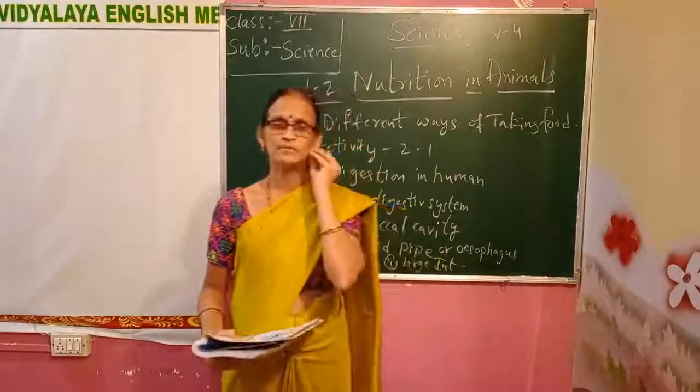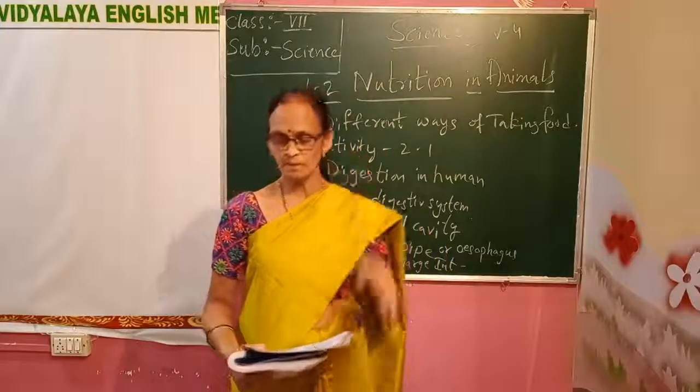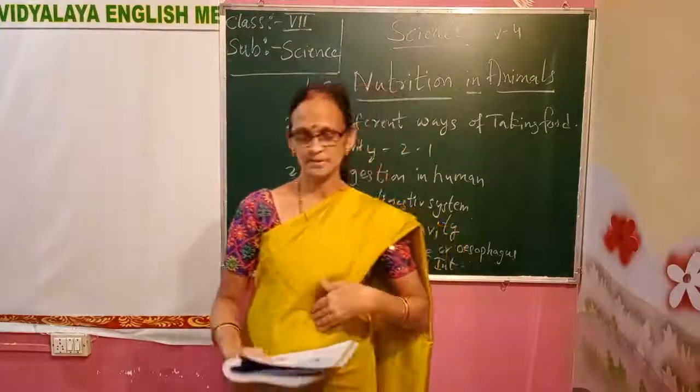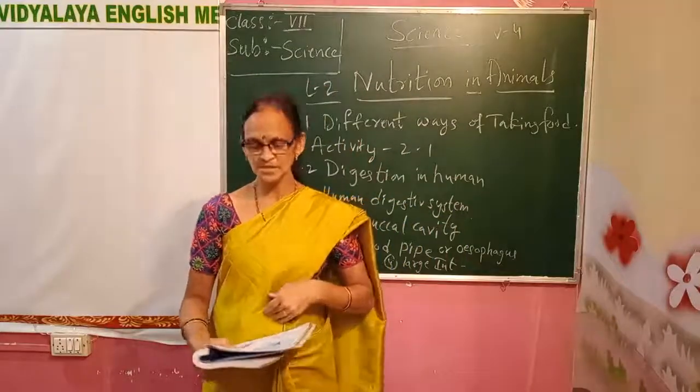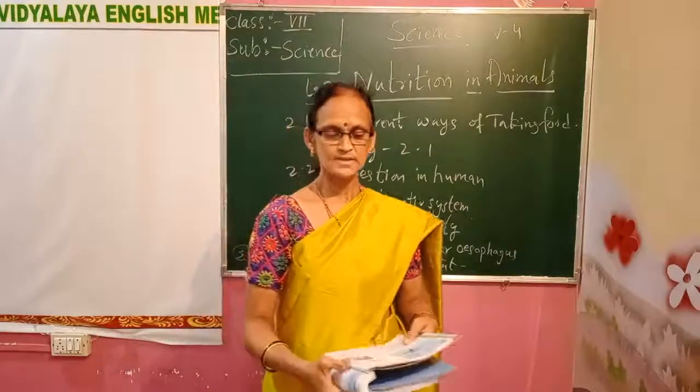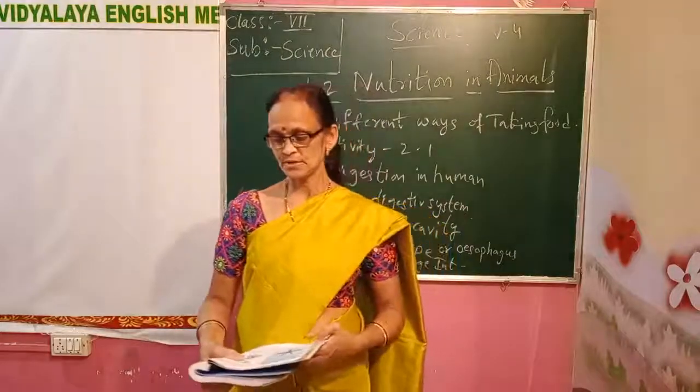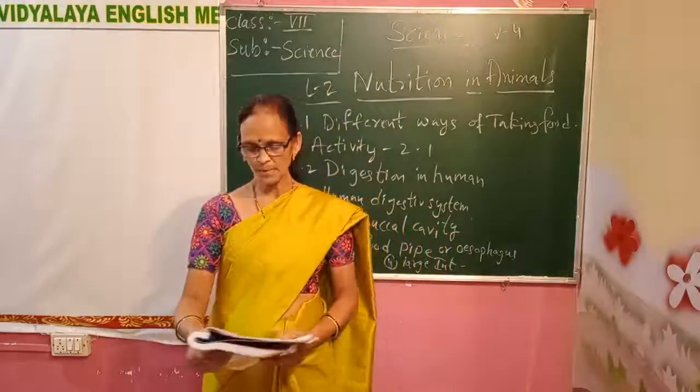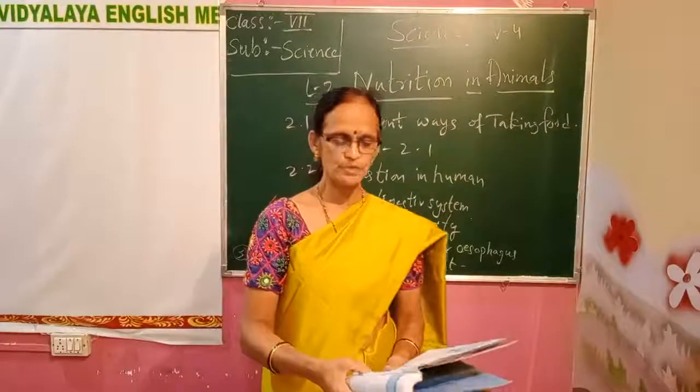So the salivary glands are present in our mouth, and next comes the liver, which also helps our food to digest. And next the pancreas, they secrete the digestive juice. The digestive juice converts the complex substances in the food into simpler substances.